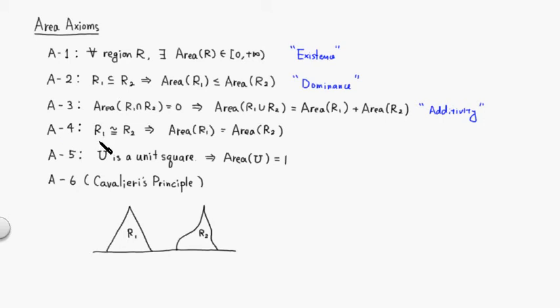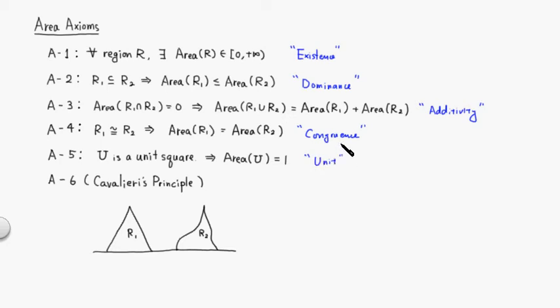All right, so let's look at A4. If you have two congruent regions, then the areas are the same, which makes sense. So this is the congruence. And A5, U is a unit square, which means a square that is 1 unit by 1 unit, then the area is equal to 1. So this is the unit measure.